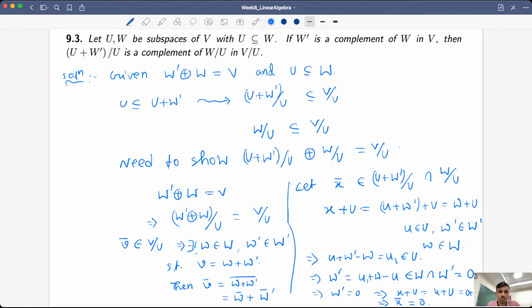So from both things we get that U plus W prime is a complement of W mod U. So is this clear? Yes, sir, clear. Okay, then let's go to the next question.